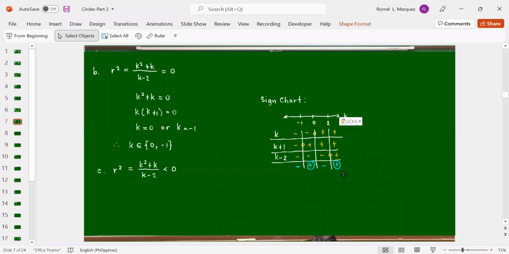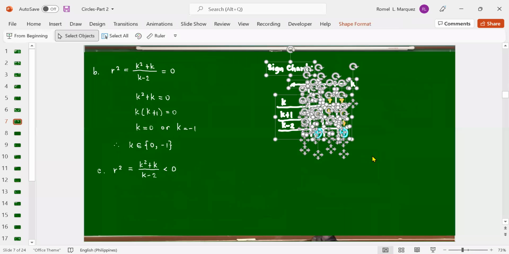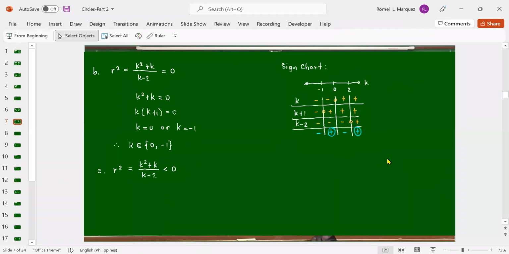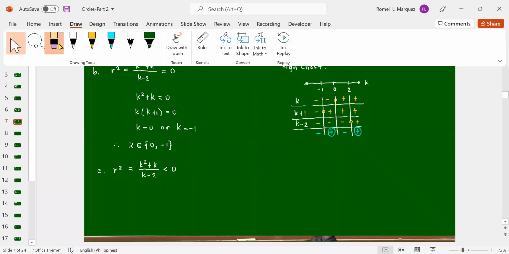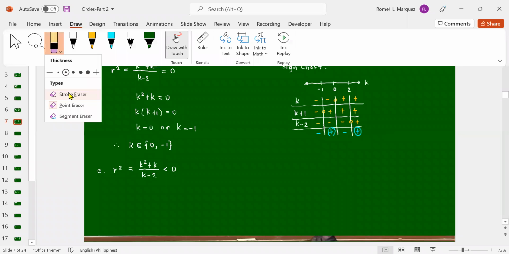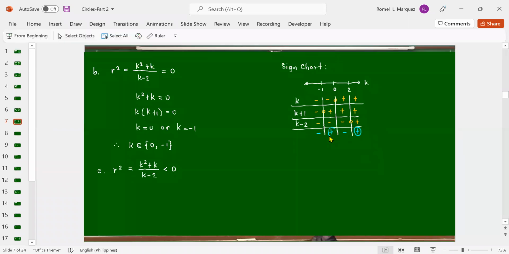The only difference is that instead of positive, we want it to be what? Negative, the quotient. Okay? So this is what we want this time.